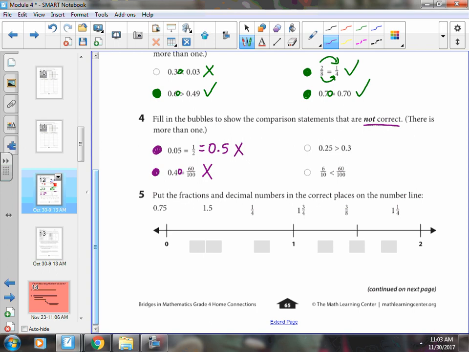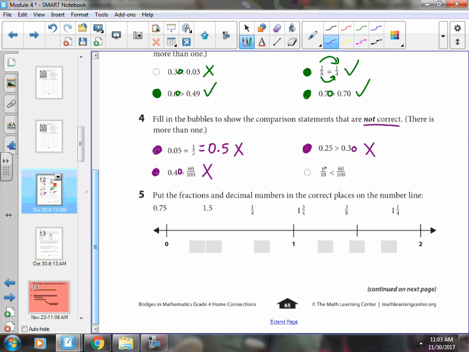The next one, if I put a 0 here, I know that 3/10 is 30 hundredths. Is 25 hundredths greater than 30 hundredths? No, that one's wrong as well, so I got to bubble that one too. And the last one, 6/10 is less than 60 hundredths.